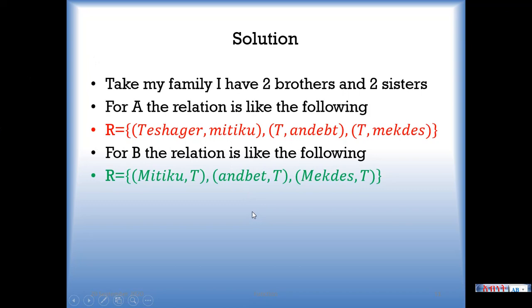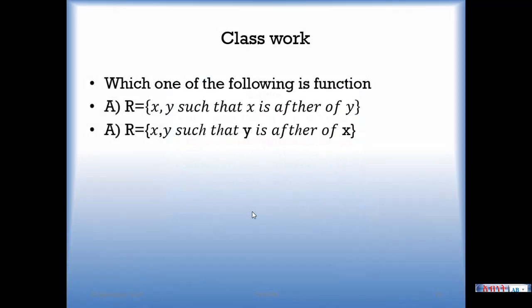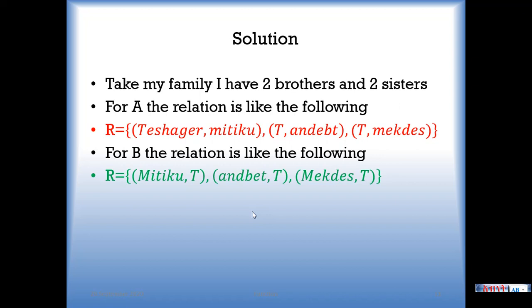For B, the relation is like this. B says Y is a father of X. So X are children. So Mitiku and David, Magdas. Is this a relation? Of course, it's a set of ordered pairs, father and children. Okay. Is this a function?